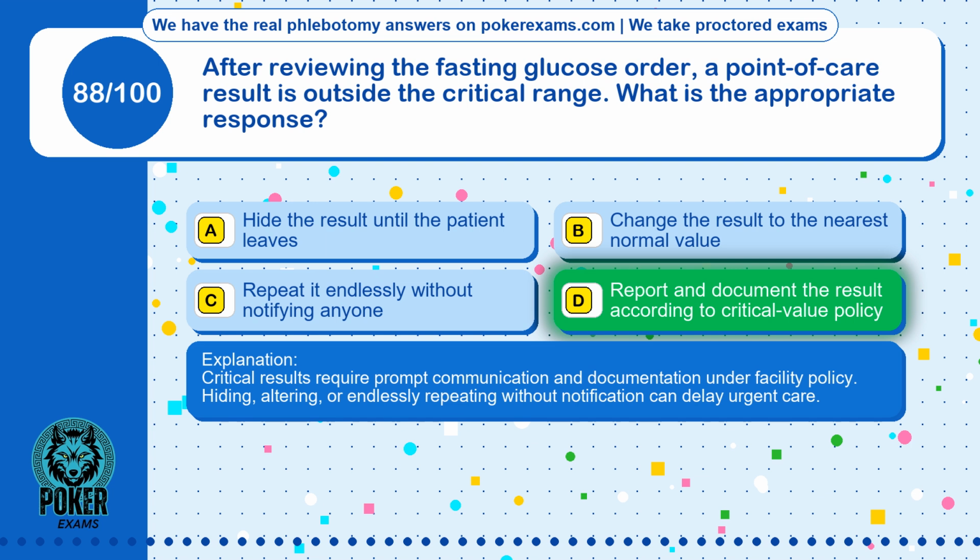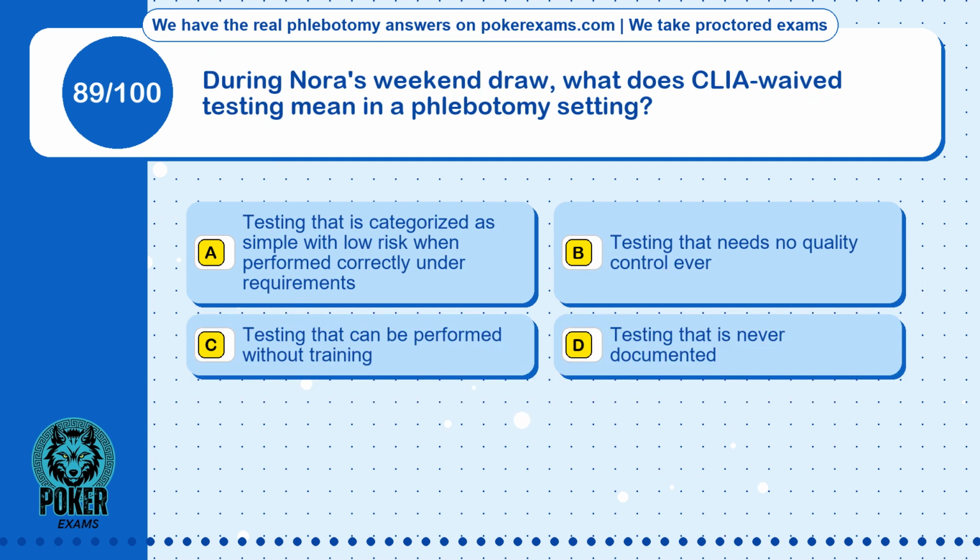Question 89. During Nora's weekend draw, what does CLIA waived testing mean in a phlebotomy setting? Option A, testing that is categorized as simple with low risk when performed correctly under requirements. Option B, testing that needs no quality control ever. Option C, testing that can be performed without training. Option D, testing that is never documented.